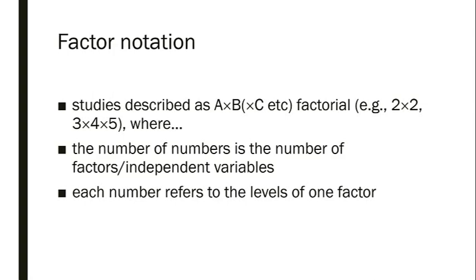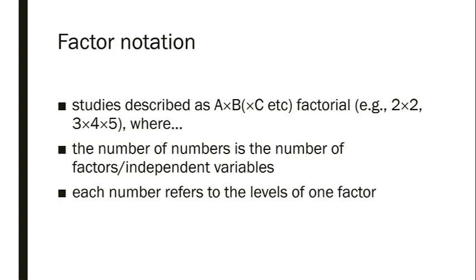So, for instance, on page 91 of the pink book, it says that 2x2 designs are the most common. 2x2 would mean you've got 2 independent variables or 2 factors with 2 levels each. So males versus females and young versus old.